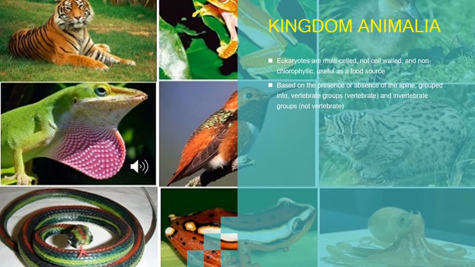This is the kingdom that we know the most, which is Kingdom Animalia. They are multicellular eukaryotes, not cell-walled, and non-chlorophyllic, useful as a food source. Based on the presence or absence of the spine, they are grouped into vertebrate groups and invertebrate groups.